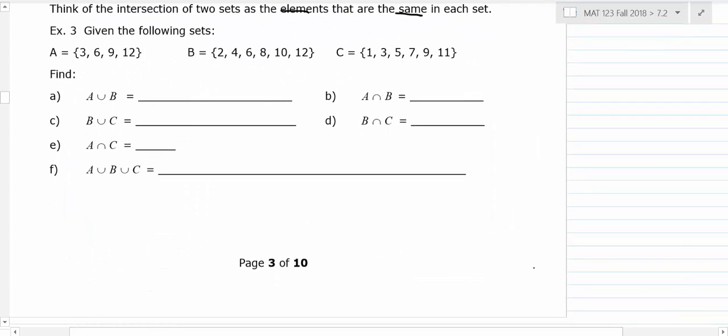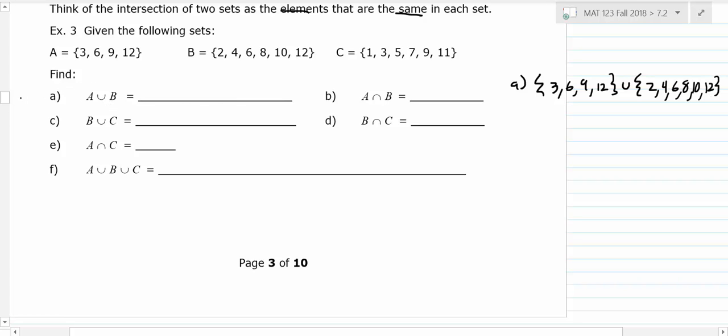Okay, so I'm going to go down to the bottom of the page, and what we're going to do is work out these things like this. I'm going to do some of my scratch work over at the side because it may be a little bit clearer. And you don't have to write this down because every one of these problems you can do in your head. Okay, so set A is the set 3, 6, 9, 12. Set B is the set 2, 4, 6, 8, 10, 12. So I'll show you how I do this.